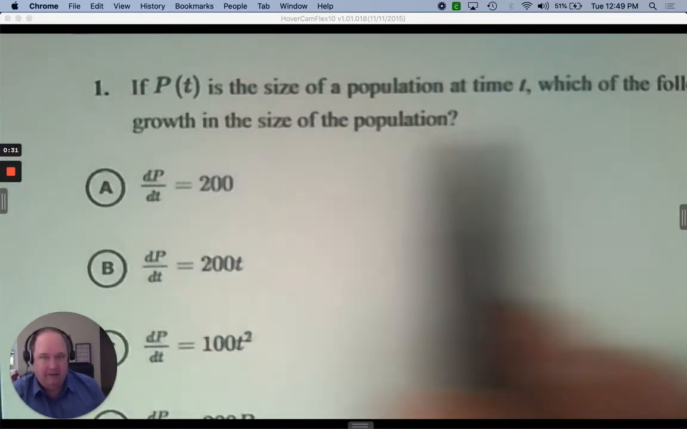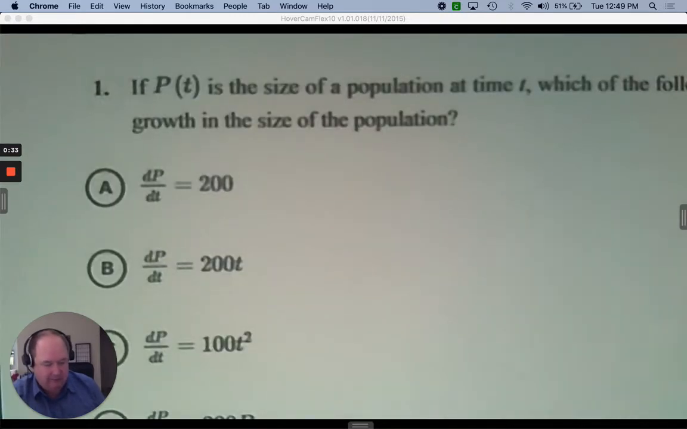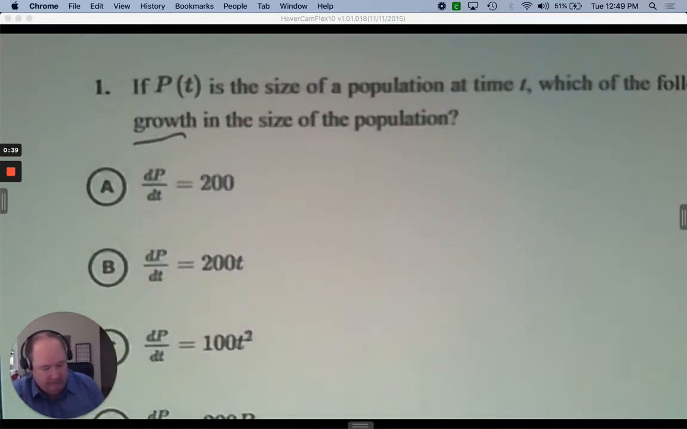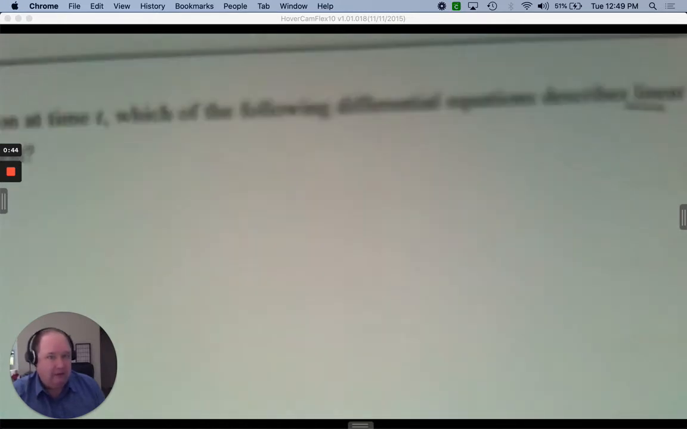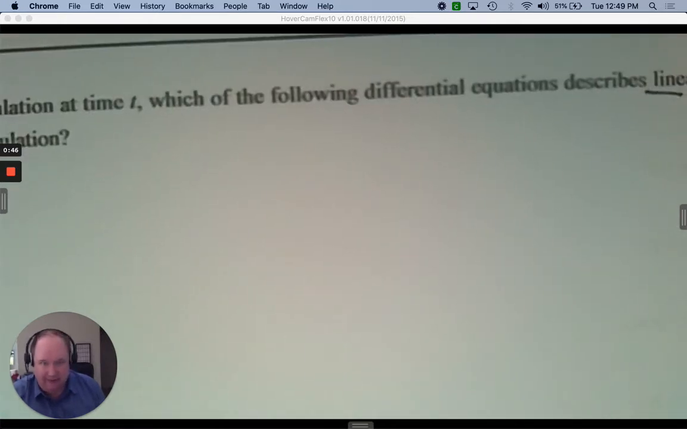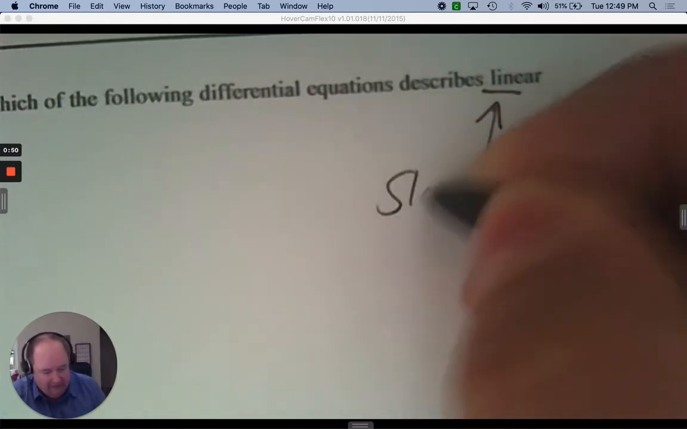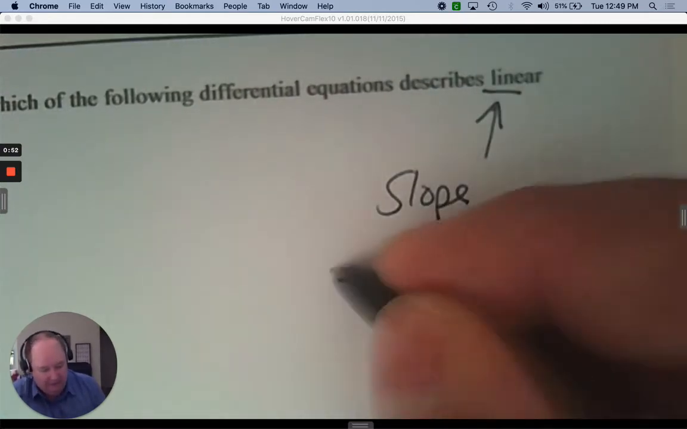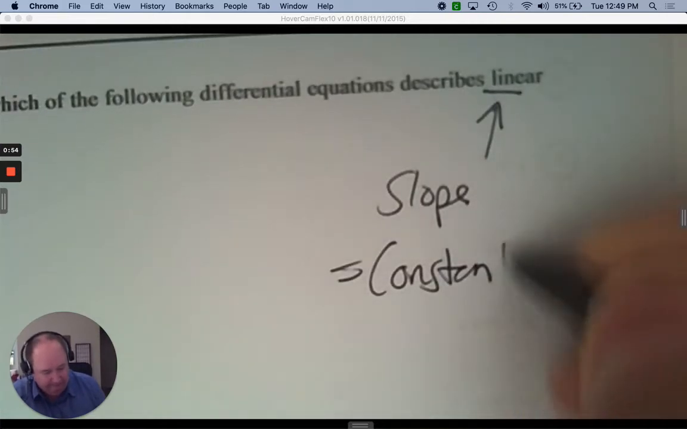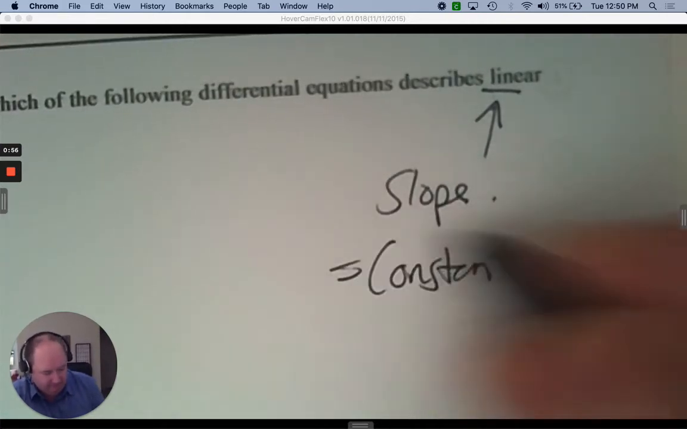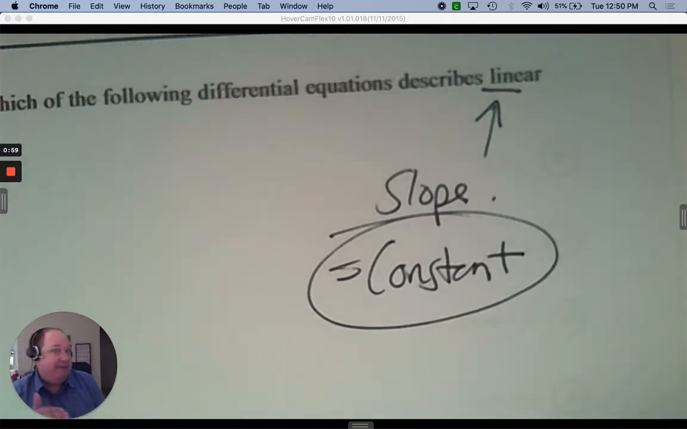If P at t is the size of a population at time t, which of the following differential equations describes a linear growth in the size of the population? So, a couple things we need to recognize. A differential equation has to do with the rate, slope. And if it's a linear growth, what does that tell you about the slope? And you have to understand this. For a linear relationship, the slope is constant. That means the number never changes over time.